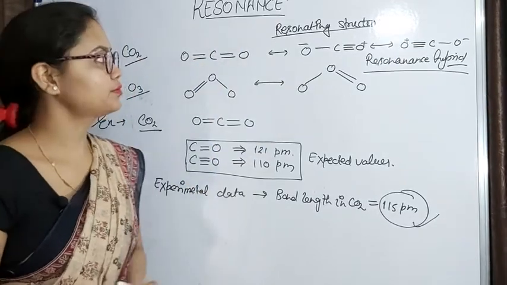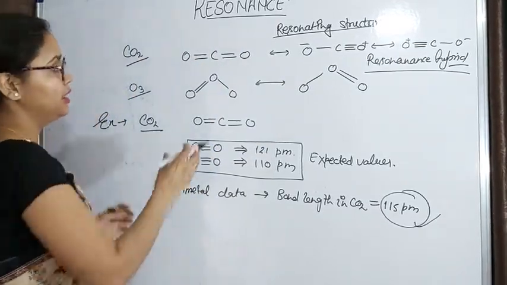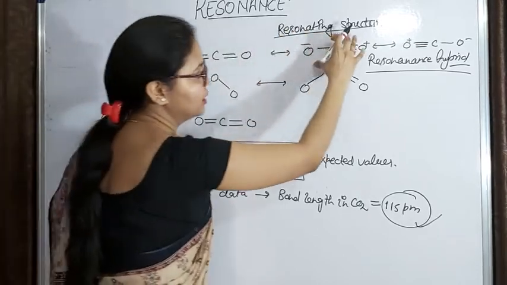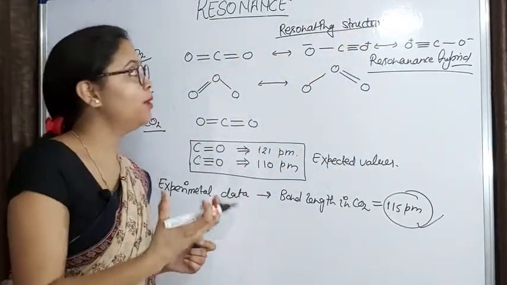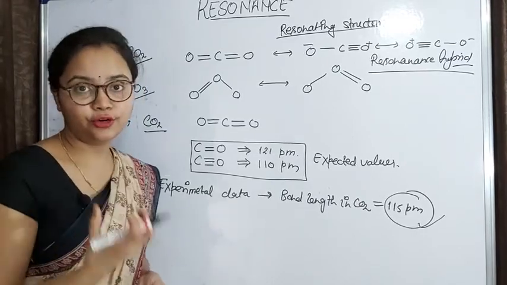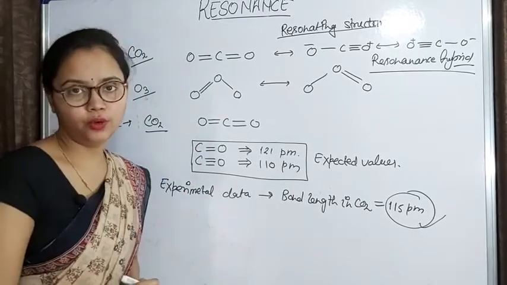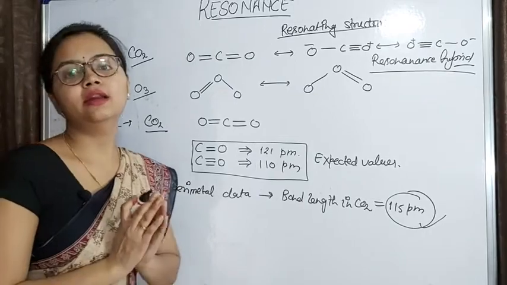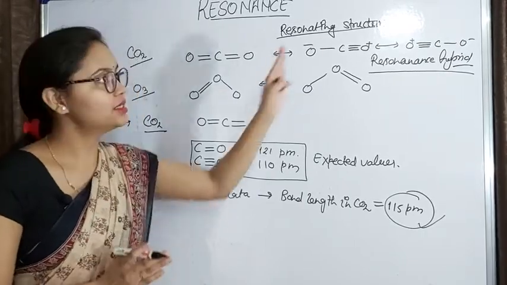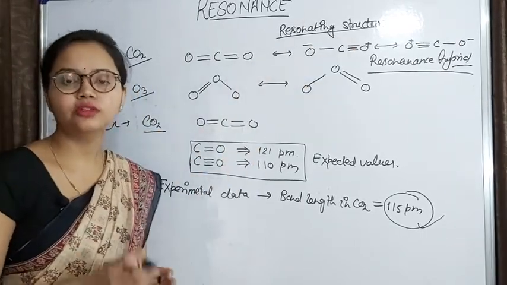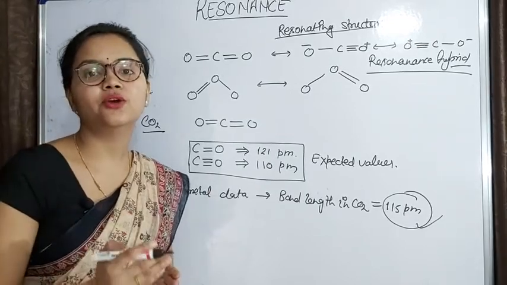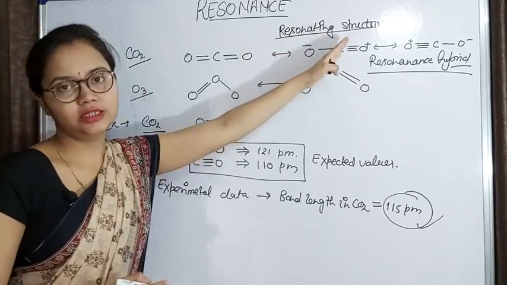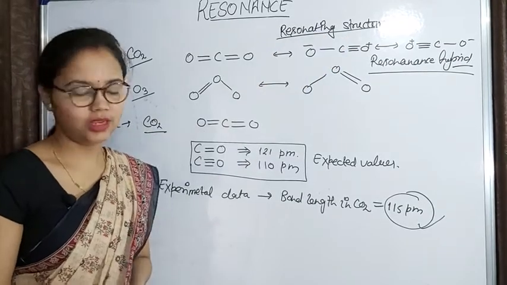So this is all about the resonance. Now the question is how we can write the resonating structures, and how many resonating structures we can draw for a particular molecule. While writing resonating structures, we have to follow some rules, and only by following those rules can we draw the resonating structures as much as possible.